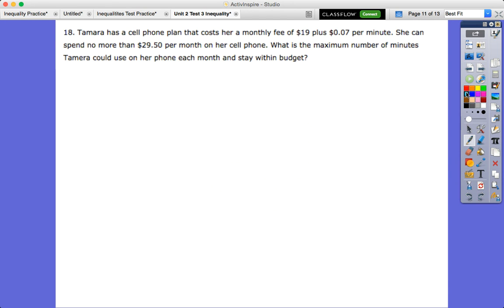All right, Tamara has a cell phone plan that costs her a monthly fee of $19. I'm going to go ahead and write this as it gives me the information. Plus 7 cents per minute. When you see that word per, that's normally where your variable goes. She can spend no more than. No more than means less than or equal to. Remember, no more than and no less than are the ones that kind of work opposite of the way they sound.